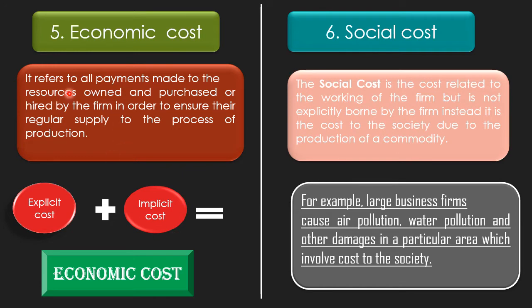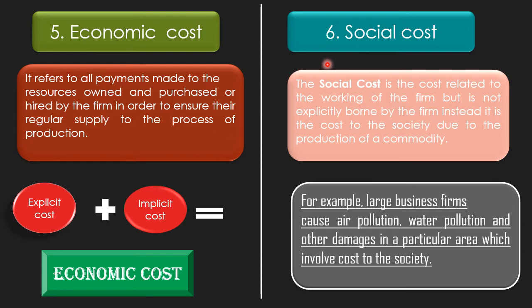So it refers to all the payments made to the resources owned. Owned means which we already have with us, or purchased or hired by the firm in order to ensure their regular supply to the process of production. Whatever is incurred in the business, that is explicit cost, we have to add up with the implicit cost to calculate the economic cost.